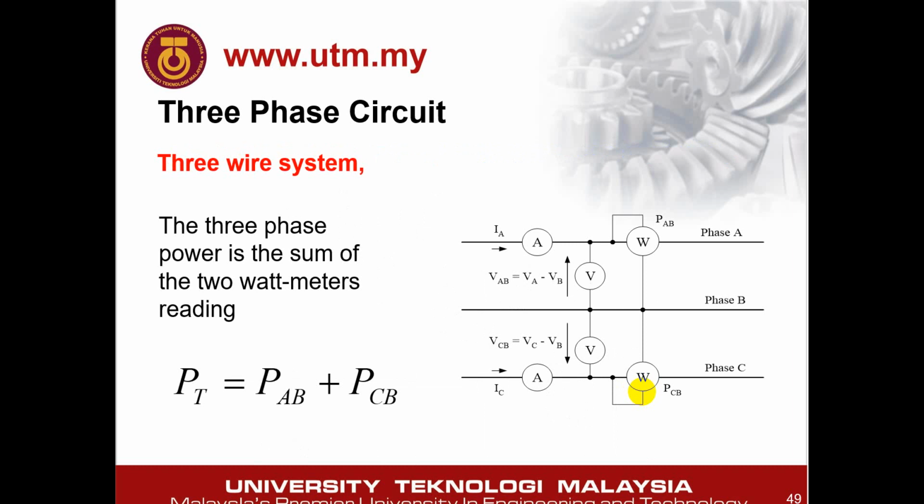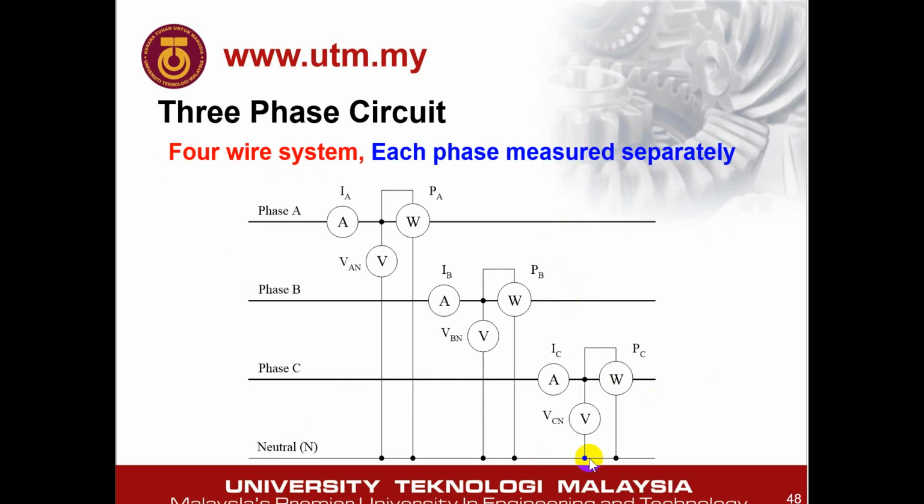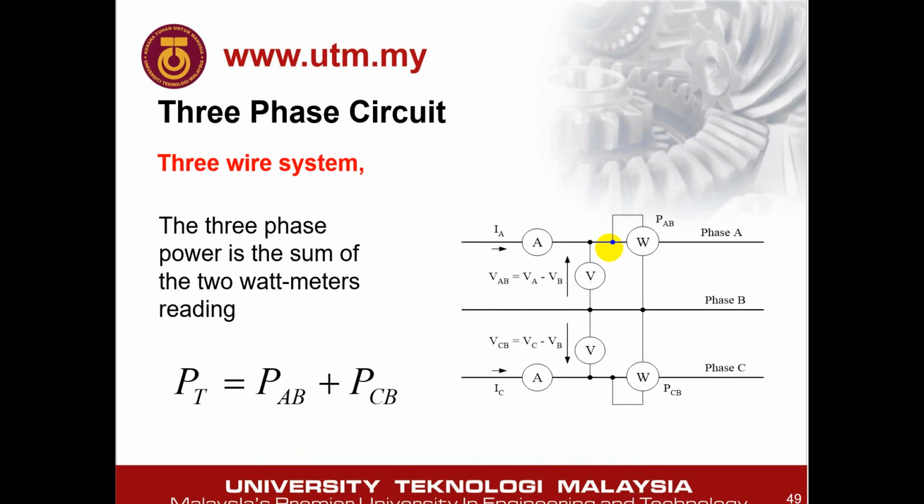However, if there are only 3 wires, you cannot connect to the neutral. So in order to overcome this problem, you use the 2 wattmeter method. So this one you have to be careful. The total power is PAB, meaning you multiply VAB by IA. You get the PAB.